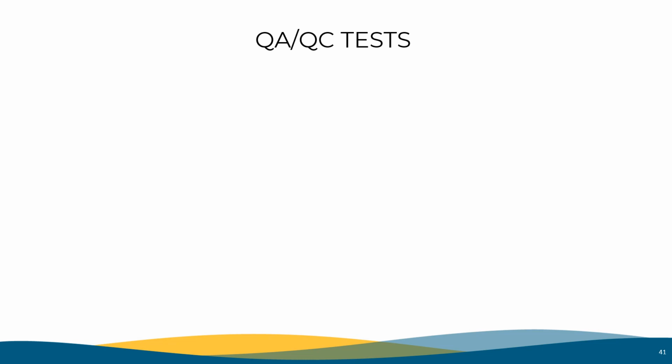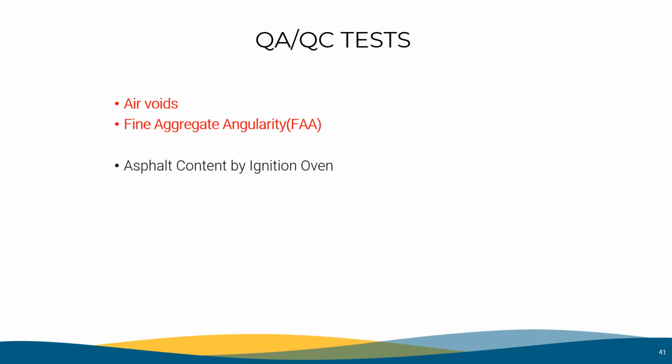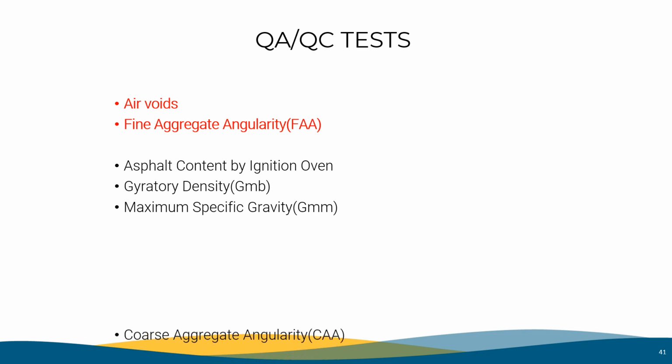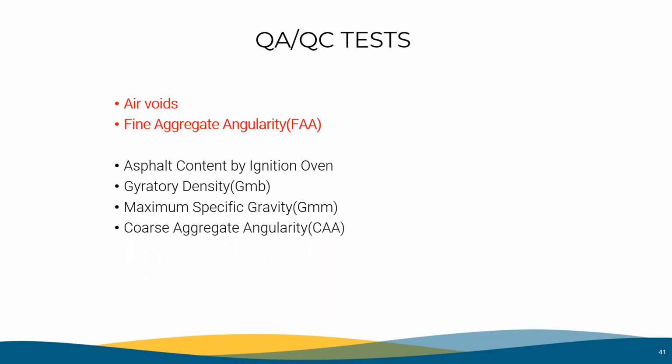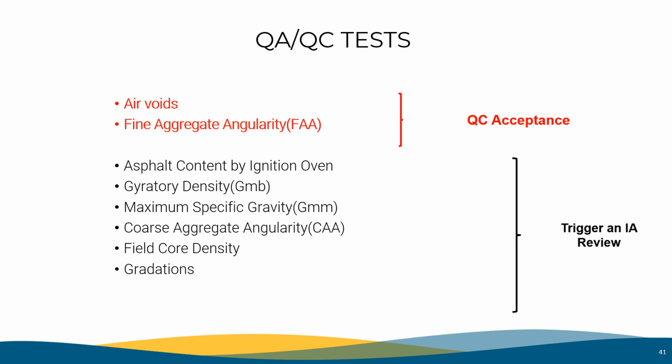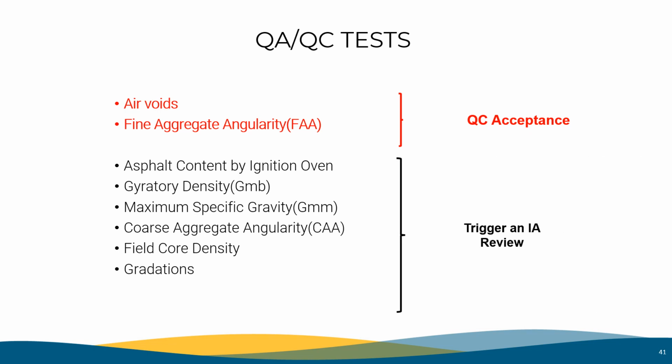Here is a list of the properties the sample is tested for: air voids, fine aggregate angularity, or FAA, asphalt content by ignition oven, gyratory density, or GMB, maximum specific gravity, or GMM, coarse aggregate angularity, or CAA, field core density, and gradations. The air voids and FAA are used for acceptance of the contractor's QC testing. The other properties are used for correlation only and would only initiate a review of the tester and equipment when out of testing tolerances.